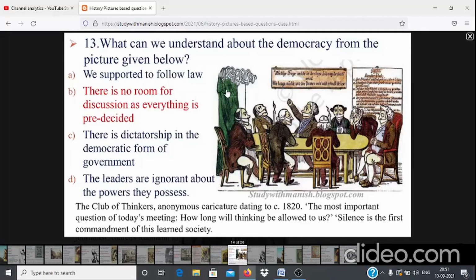Question number 13. What can be understood about democracy from the picture given below? And the options are A. Supported to follow law. B. There is no room for discussion as everything is pre-decided. C. There is dictatorship in the democratic form of government. And D. The leaders are ignorant about the powers they possess. And the correct option is there is no room for discussion as everything is pre-decided.